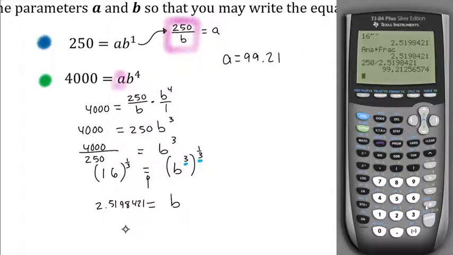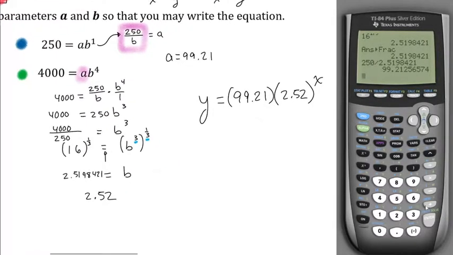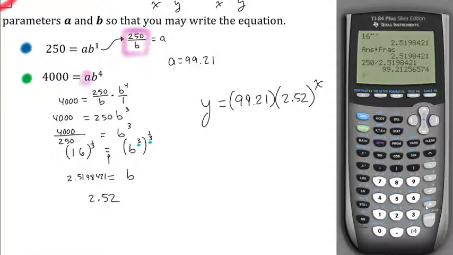And for b, I'm going to call this 2.52. So if I write my answer, it's going to look like this. Y is equal to a, 99.21 times b, 2.52 raised to the x power. Oops, off the screen. There we go. So that should be my answer.